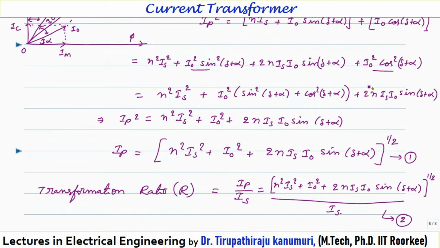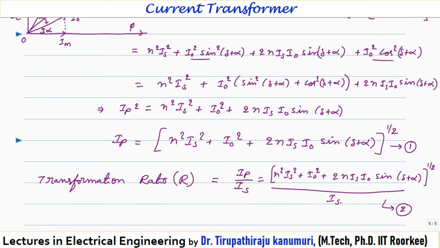When you are simplifying this, it becomes N times of IS square plus I naught square. I have taken these two components together, which sum up to 1, and this component I have written here. So finally the term becomes equal to IP square, because the value of OC is nothing but IP. So from this, IP I can calculate as the square root of this term, or we can say this term to the power of 1 by 2. I am taking this as equation number 1.